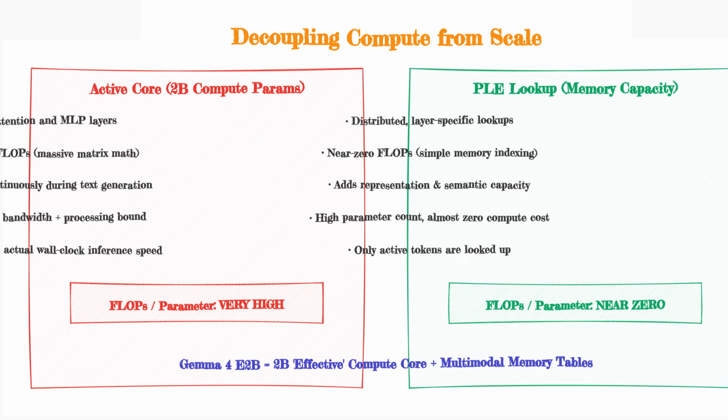PLE exploits this asymmetry. By placing billions of parameters into distributed, layer-specific lookup tables, Gemma 4e2b achieves the representation capacity of a much larger model, while keeping its active compute core at only 2 billion parameters. It runs with the speed of a 2 billion parameter model, but has the knowledge capacity of a much larger network.